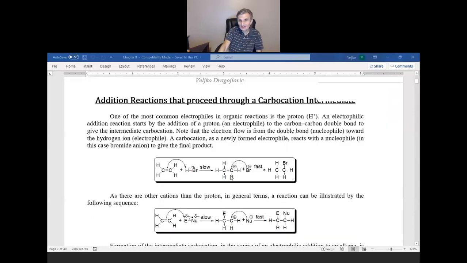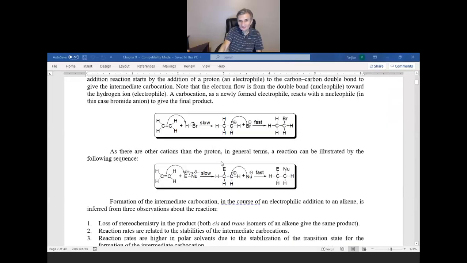So in case of carbocation as reaction intermediate, we have some electrophile, and the most common electrophile in organic chemistry is proton. Electrophile adds across a double bond to generate carbocation. And now that carbocation is a new electrophile, which reacts with a nucleophile to give a product. First addition of electrophile across a double bond is the slow step. Second step is the product determining step. So the slow step is the rate determining step. Second is the product determining step.